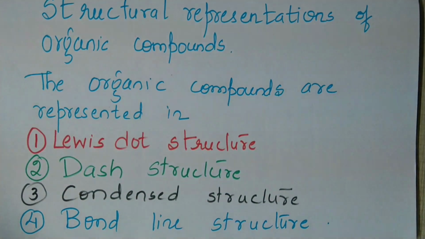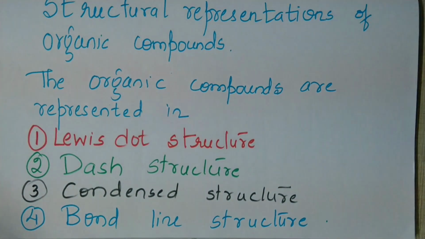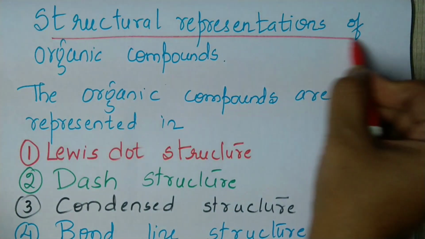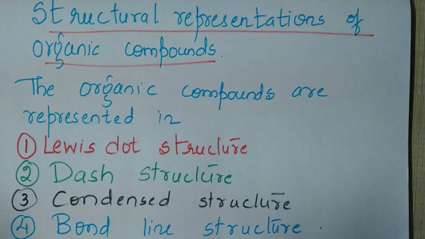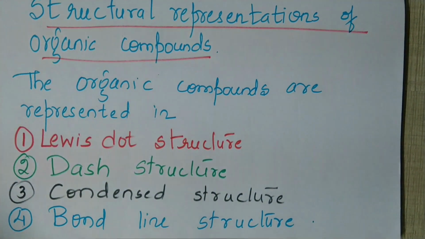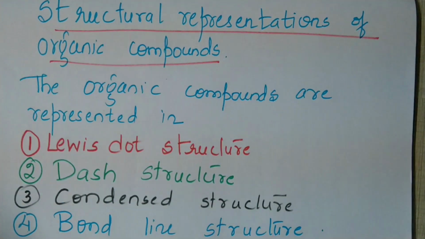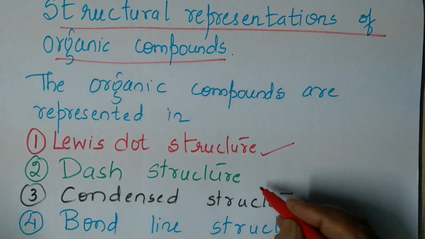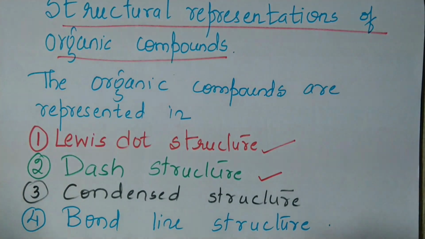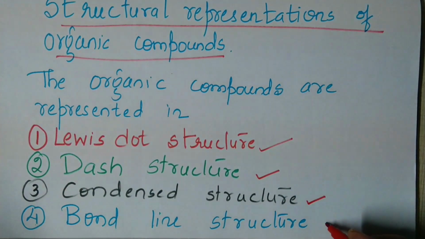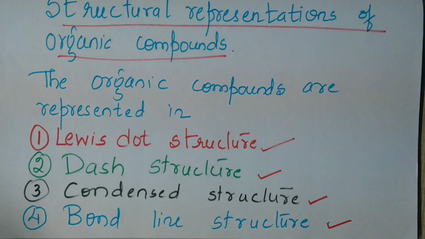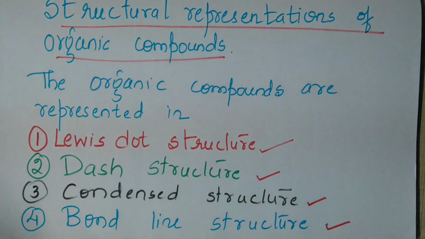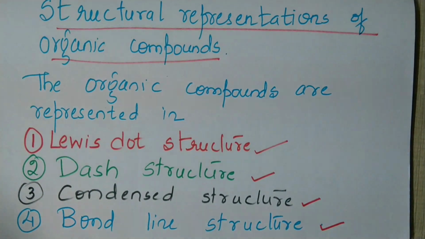Hello, everybody. In today's class, we shall be discussing structural representation of organic compounds. So, how can we write the organic compounds? There are four methods. One is Lewis dot structure. Second one is dash structure. Third one is condensed structure. And the fourth one is bond line structure. Which are they? Lewis dot structure, dash structure, condensed and bond line structure.